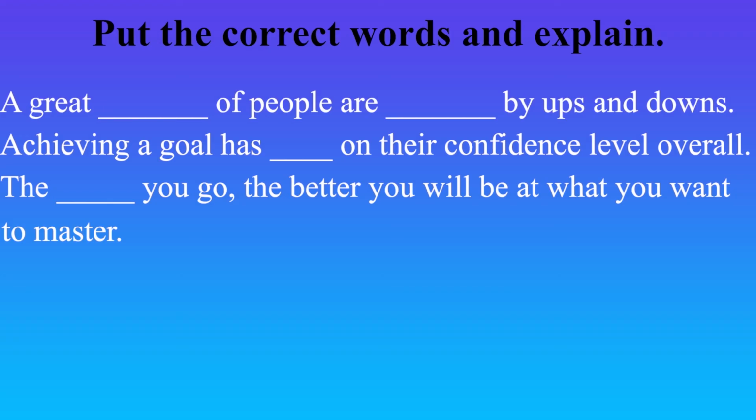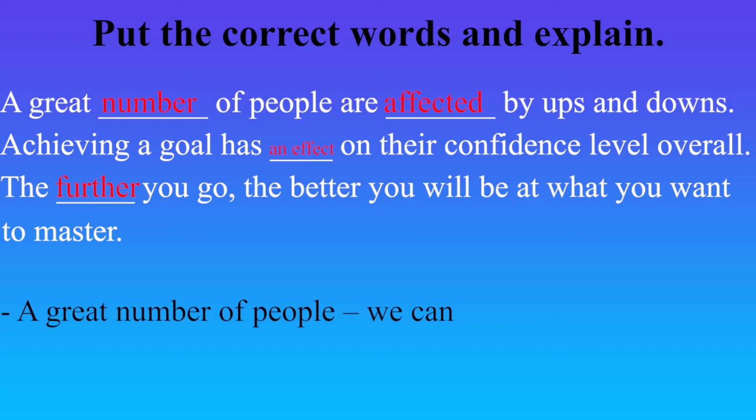The right sentence is, a great number of people are affected by ups and downs. Achieving a goal has an effect on their confidence level overall. The further you go, the better you will be at what you want to master. A great number of people. We can count people. That is why we use number instead of amount.